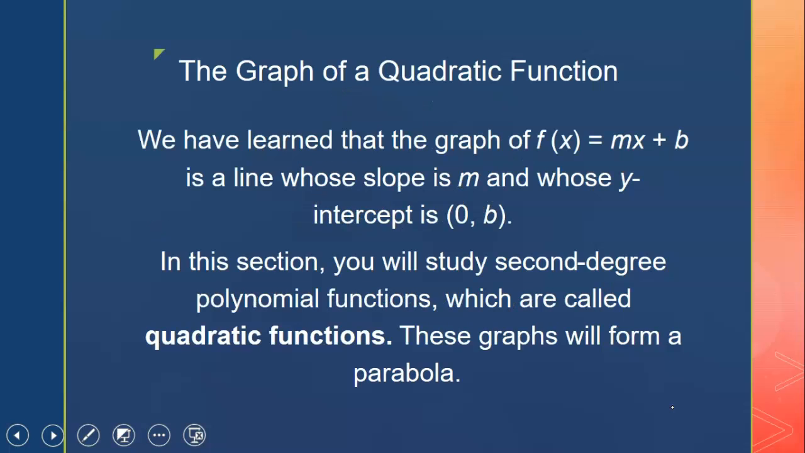So a quadratic function is different from a linear function. Up to this point, we have been focusing our study on lines. We have been focusing on graphing lines, finding their slope, and finding their intercept. If you recall, the y-intercept for a line was where it crossed the y-axis when the x value was 0.